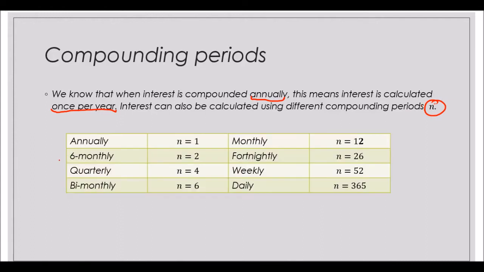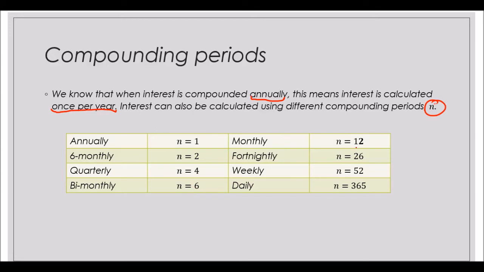And this is where we get these words. Now, you've probably seen these before. Annually, 6 monthly, quarterly, bi-monthly, monthly, fortnightly, weekly, daily. Okay? So these words represent the number of compounds in a single year. Annually means once, so your money will be compounding once a year. 6 monthly means your interest or your principal gets compounded twice a year because it's every 6 months. Quarterly means every 3 months, so it's 4 times a year. Bi-monthly is every 2 months, so 6 times a year.